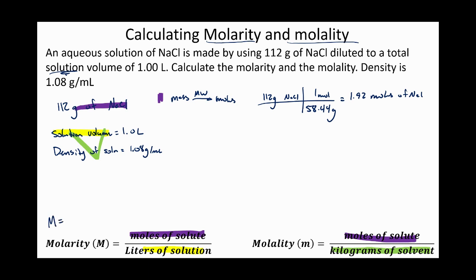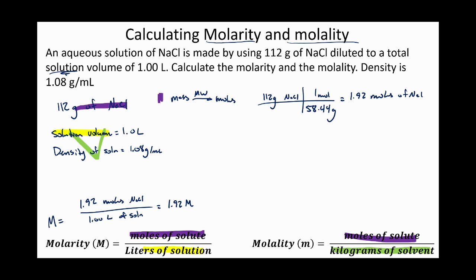So the molarity is equal to my 1.92 moles NaCl over my 1.00 liters of solution. I get that this is 1.92 molar. So I've solved half of my problem here. For the second half, in order to get the kilograms of solvent, the easiest thing to do first is to find out how many kilograms of solution I have.